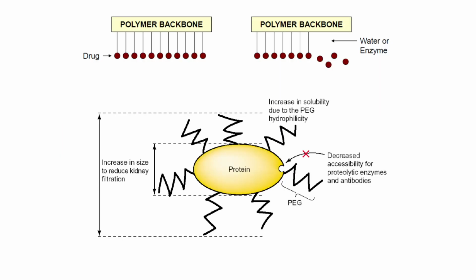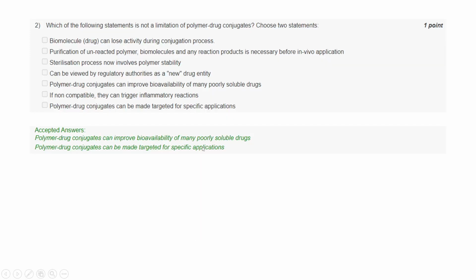For example, if your drug is hydrophobic in nature and you conjugate it with PEG chains, which is polyethylene glycol, which is highly hydrophilic compared to your drug, if you have more of these hydrophilic chains surrounding the drug, the ultimate solubility of your drug molecule will be increased. So even if your drug is hydrophobic, because you have this hydrophilic chain surrounding it, it will be more soluble. Since it is more soluble, it will be more bioavailable as well. That is the first option.